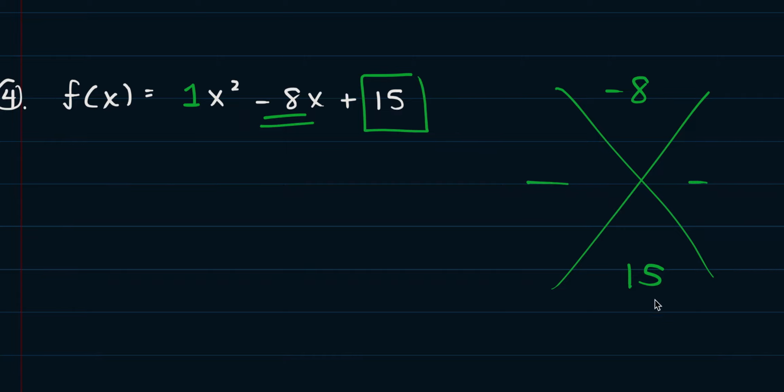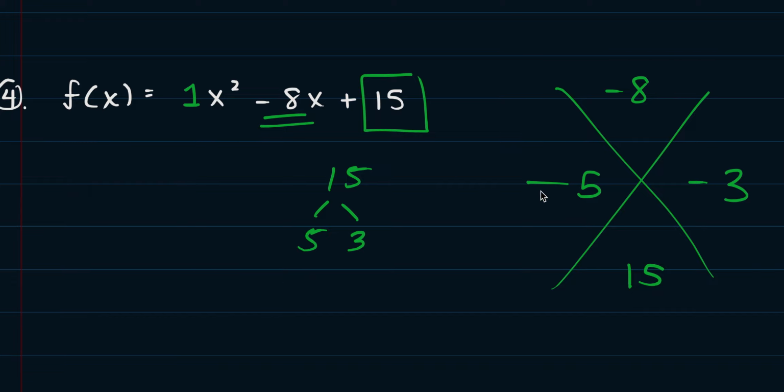If I multiply two negatives together, I get a positive. And I need the sum to be negative, so they have to both be negative. 15 is 5 times 3. And notice if I add those two numbers together, I do get 8. So we're going to say negative 5 and negative 3.